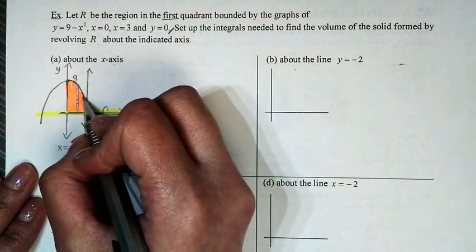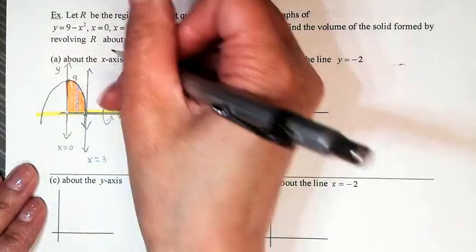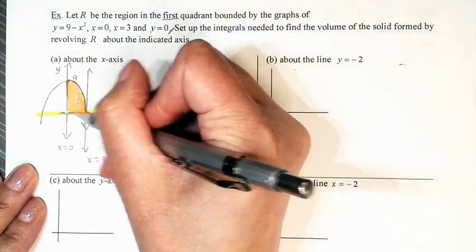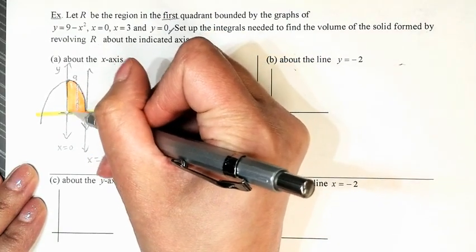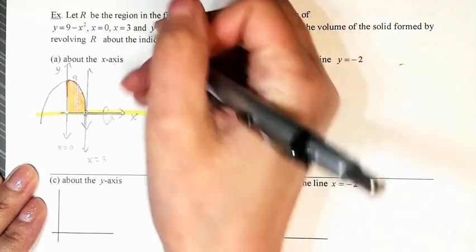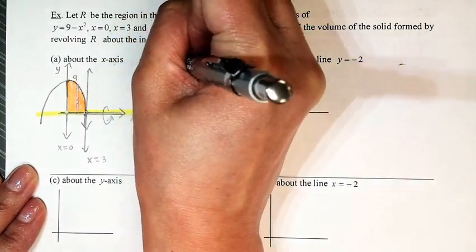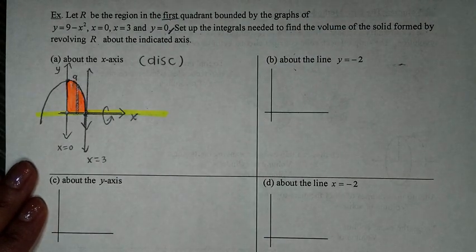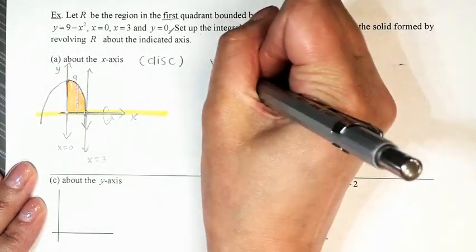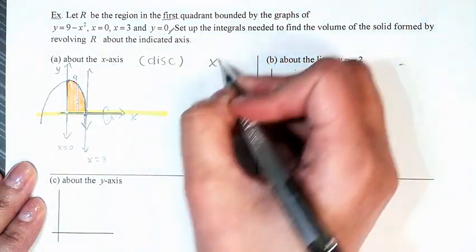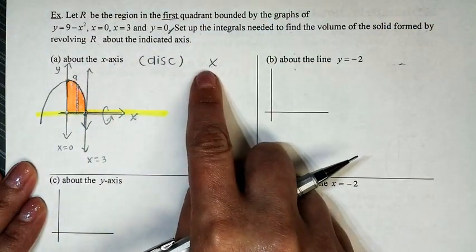So what do you have here? About the x-axis, you can see that there's no hollow situation here, there are no holes here. All the orange part is attached to the axis of revolution. Therefore, you are going to use the disk method for this one. In addition, we're going to be working with x, because you have to work with the x-axis, the horizontal axis, so we're going to be working with x's.